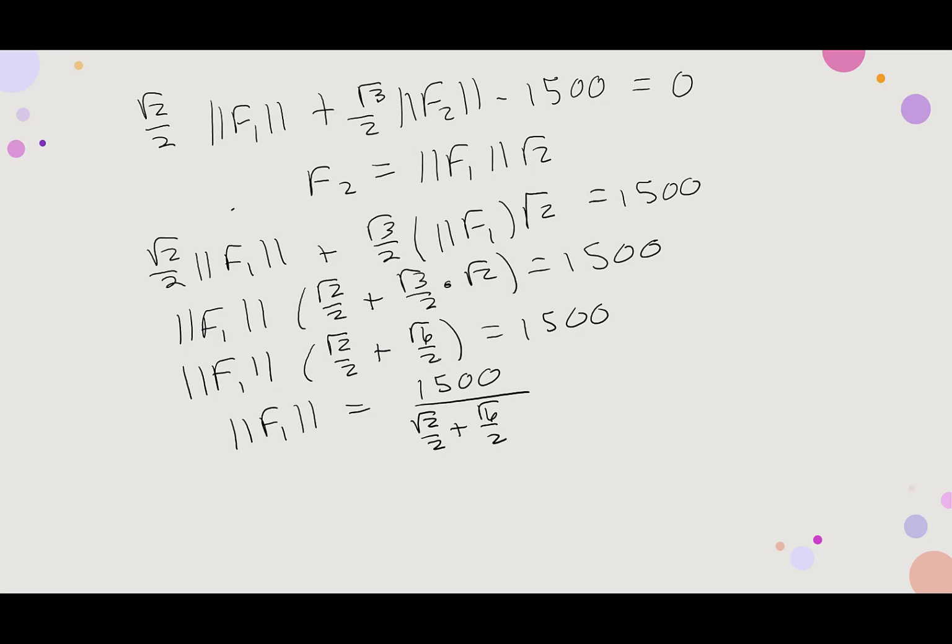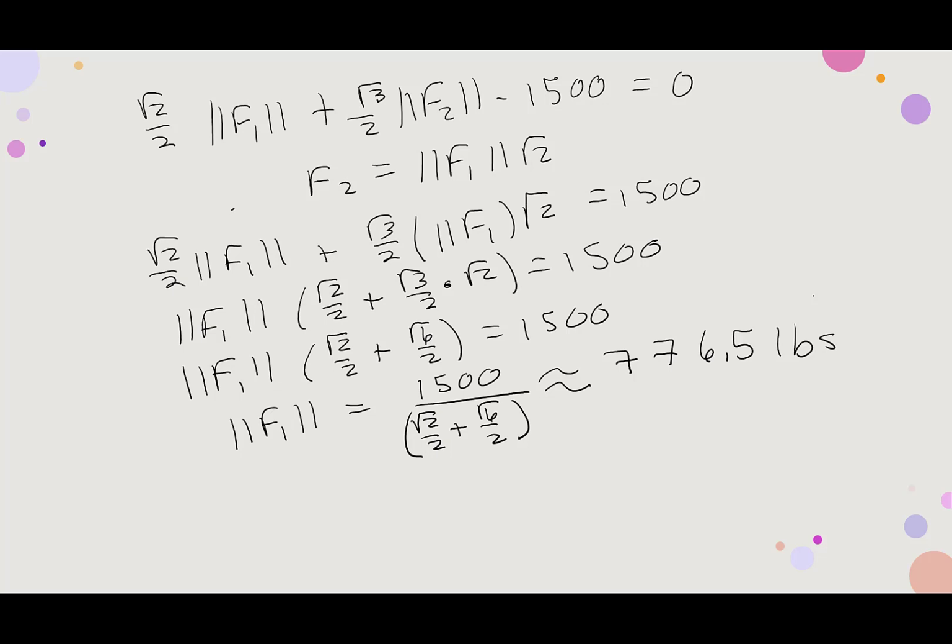If you're putting this in a regular handheld calculator, you need parentheses in the denominator. If you have Desmos or something, then you don't, because you can visually see that it's in the right place. But with handheld, parentheses are important. Put that in the calculator. It gives you about 776.5 pounds. So this is the magnitude of F1.